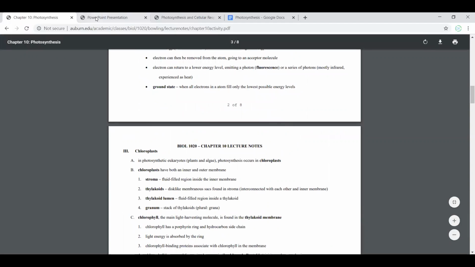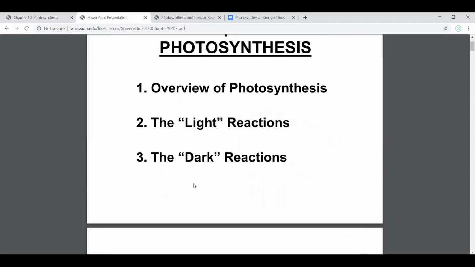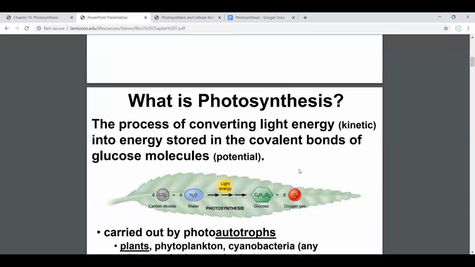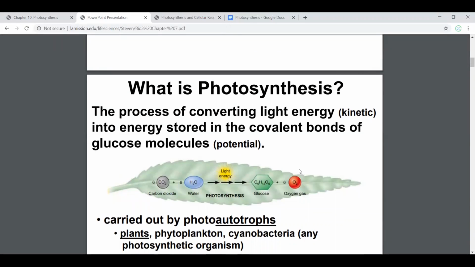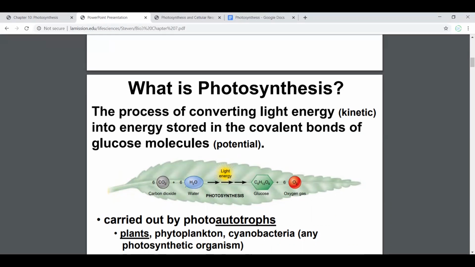Okay, so let's move on to here. We're going to talk about an overview of photosynthesis, and then the two steps, the light reactions and the dark reactions. Photosynthesis is when we convert light energy into glucose molecules, which they say here is potential energy, but it also can be chemical energy because it's stored in chemical bonds. So this is the equation, and this is really important to note. The equation is 6 CO2 plus 6 water. And when you add light energy, you perform photosynthesis and you get a glucose molecule and 6 molecules of oxygen gas.